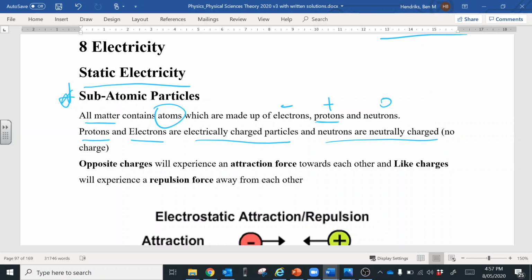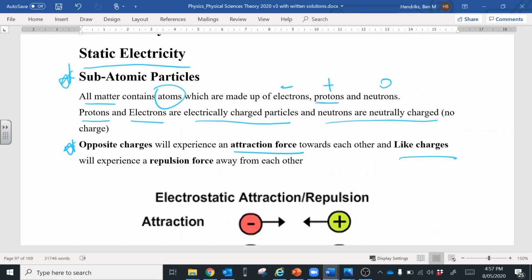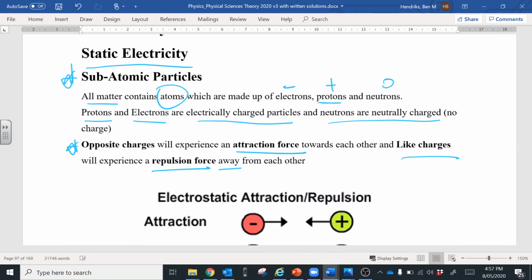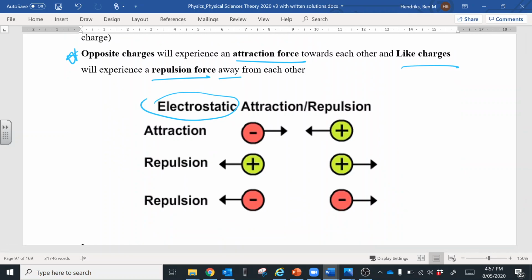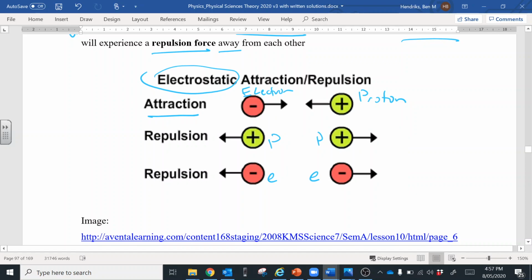So the important thing to understand is that opposite charges will experience an attraction force towards each other, and like charges will experience a repulsion force away from each other. This is called the electrostatic force, and electrostatic attraction and repulsion. So if we have an electron here and a proton here, then they will experience a force attracting them towards each other. If you have two protons, then they're going to repel, and if you have two electrons, they are also going to repel away from each other.